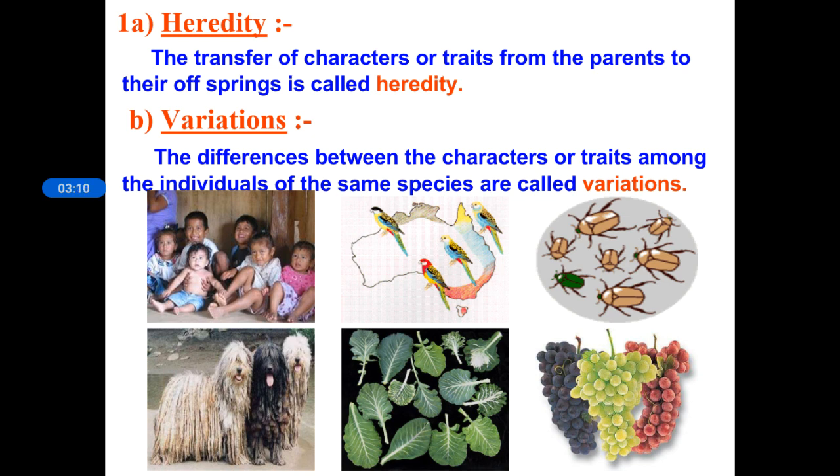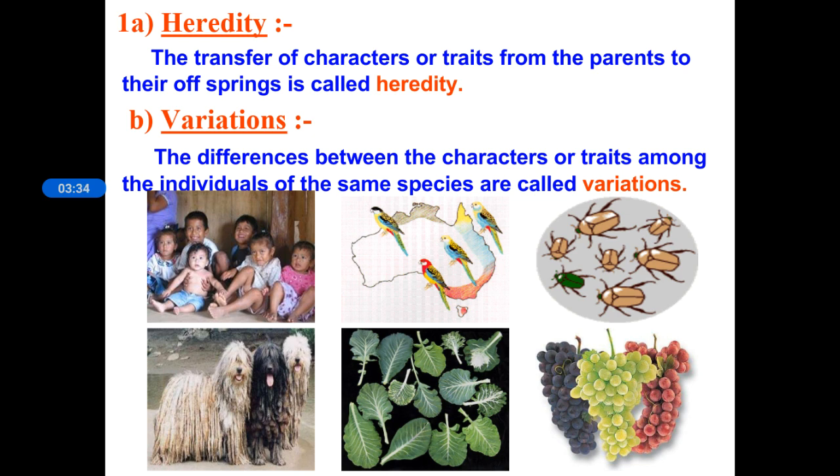So what can be these inherited traits? The traits that are genetically passed on from one generation to another generation. As already mentioned, it can be hair color, eye color, height, shape of the feet, earlobes, etc.